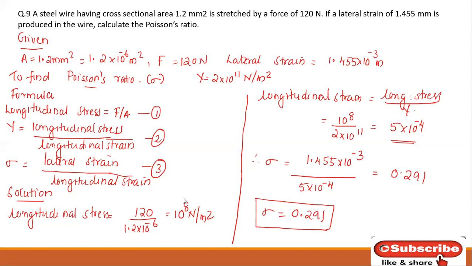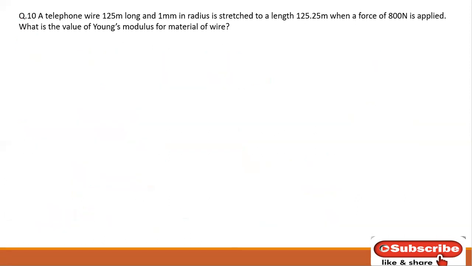Let us solve the next question. That is question number 10. A telephone wire 125 meter long, that is length of the wire is given. Capital L is equal to 125 meter and 1 millimeter in radius. So radius R is equal to 1 millimeter, that is equal to 1 into 10 raised to minus 3 meter.